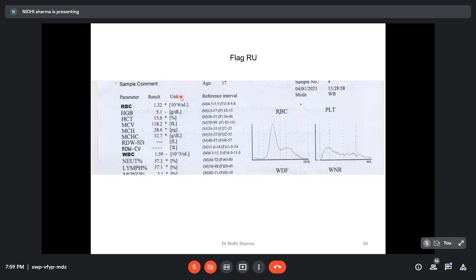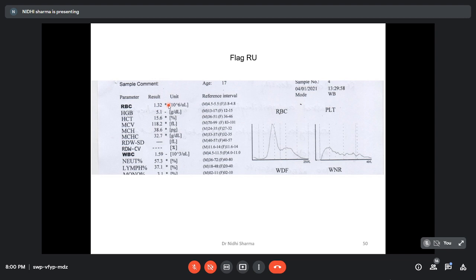Now in this scenario, if you look at your RBC count, it is actually alarmingly low. The normal being 4.5 to 5.5, and we are getting an RBC count of 1.32. Now look at his indices. The MCV is showing you 118.2, a macrocytic kind of picture. MCH again 38.6, but MCHC, look at the MCHC. The MCHC has failed to go in line with the MCV and MCH. The RBC count is alarmingly low.